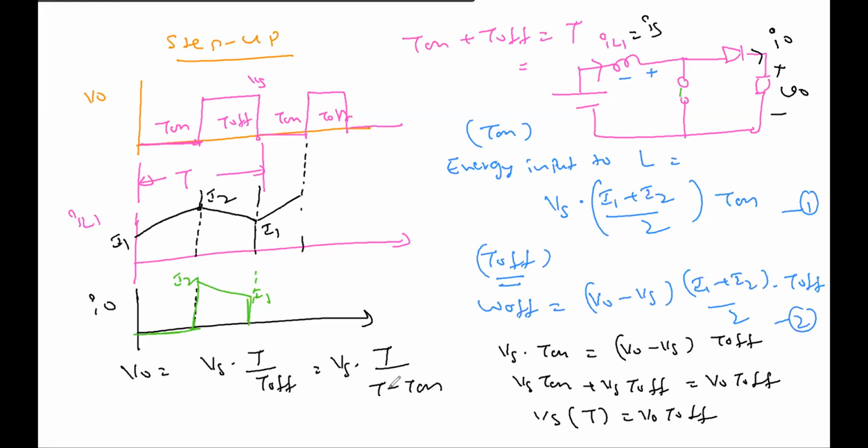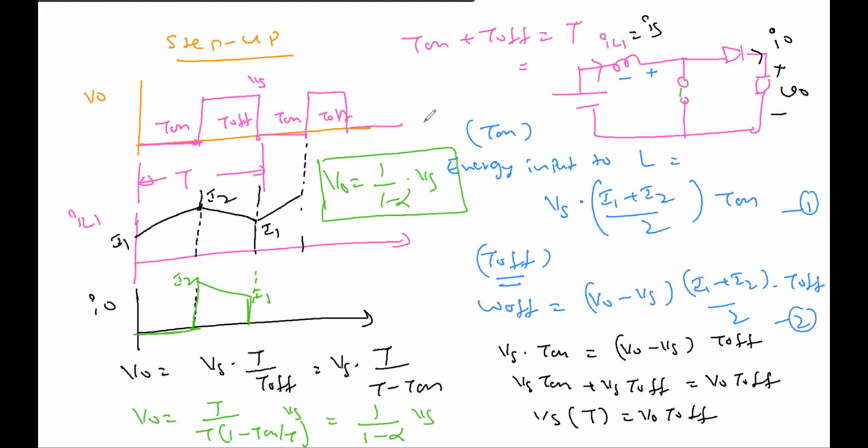Can I take a T common ले लो? अगर T common लिया तो 1 by 1 minus T on by T. T on by T is alpha. V0 which is equal to T by T common ले लो 1 minus T on by T. This becomes 1 by 1 minus alpha into Vs. Do you agree with me? So the final expression is 1 by 1 minus alpha Vs is the output voltage.